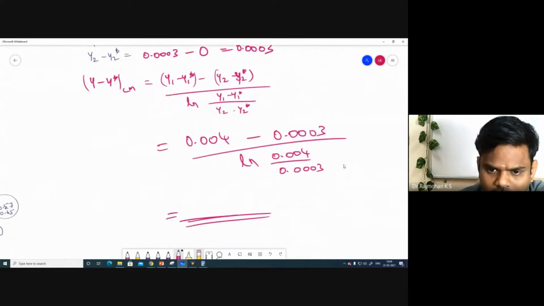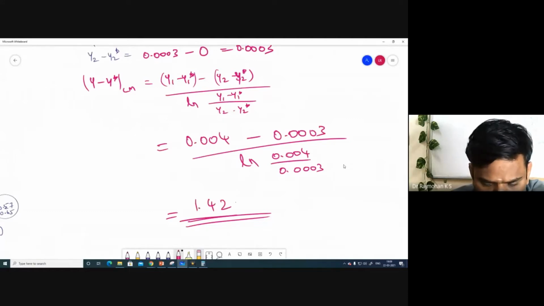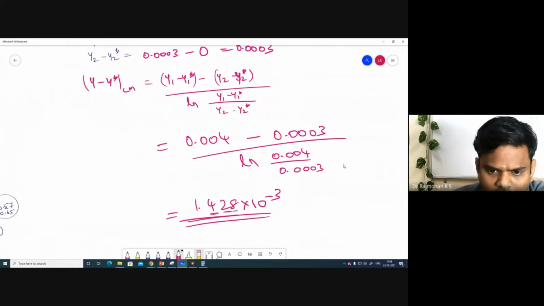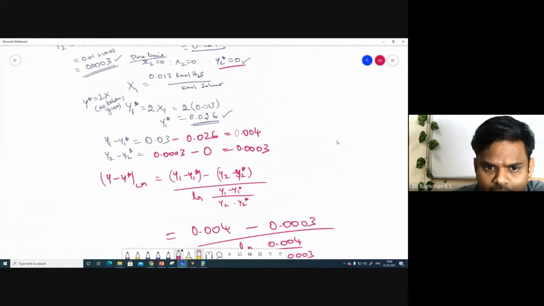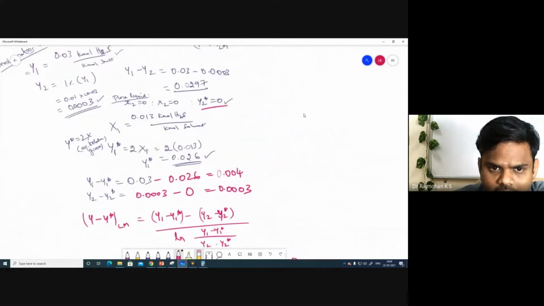so you'll get in the range of 10 power minus 3. Okay, whatever you get, you write 1.428 into 10 power minus 3 range. These 3 digits you report. Okay, so it may vary, but it should be in the range of 10 power minus 3. So substituting this value, you have y1 minus y2 value already calculated to be this.